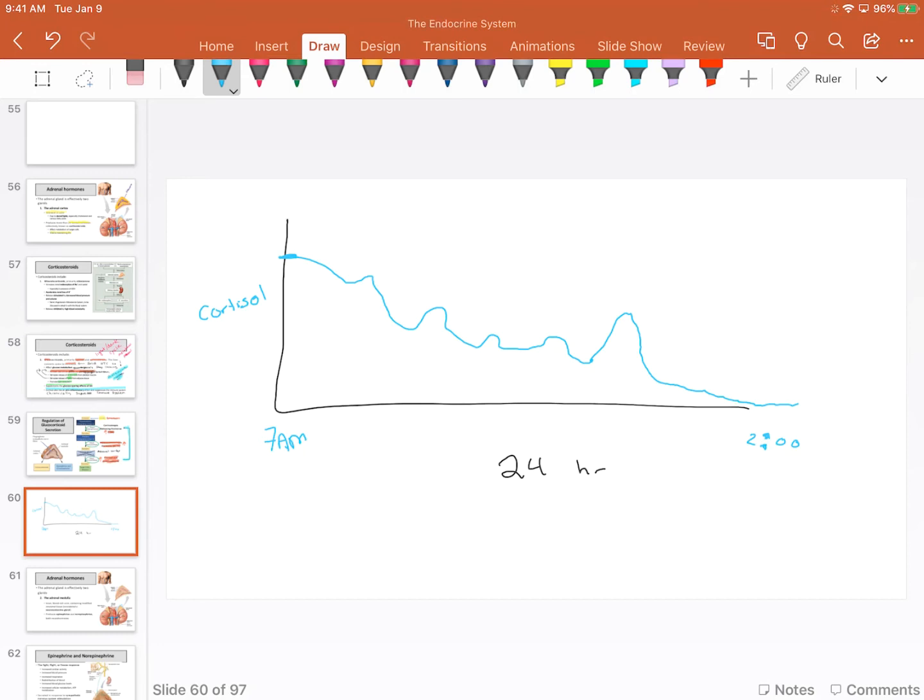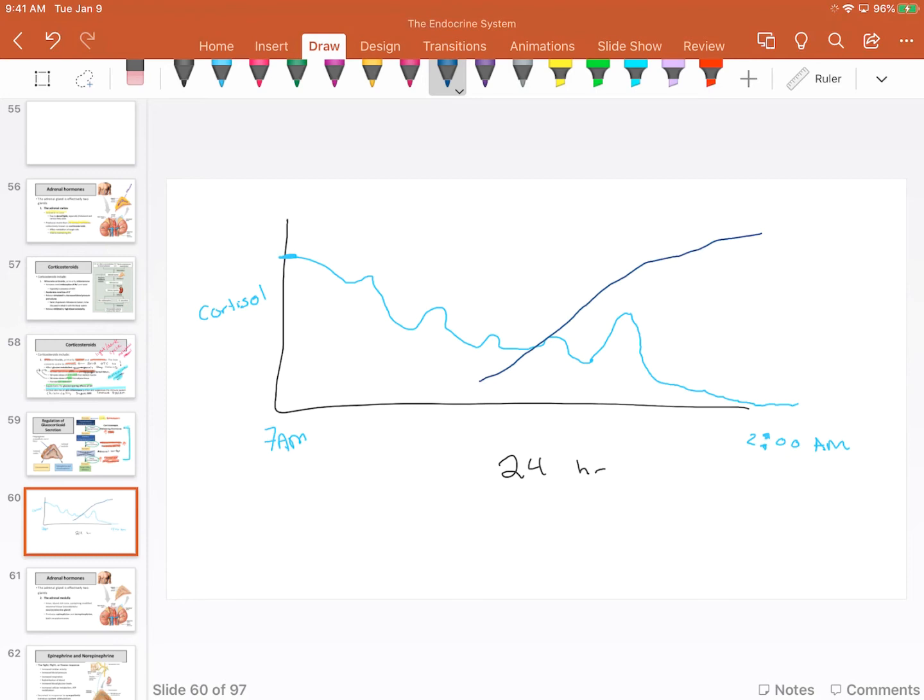So you can blame that 2 p.m. afternoon slump that we all experience, and that desire to have a nap that we all experience, on cortisone. And then of course if we were to map out melatonin, sometime after sunset melatonin levels are going to go up, so that you are sleepy and you go to sleep.